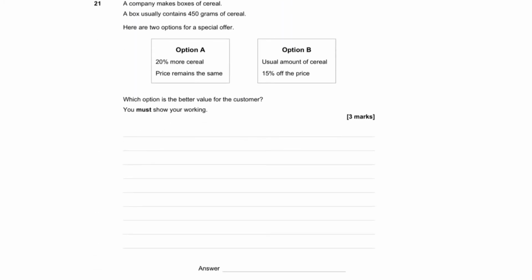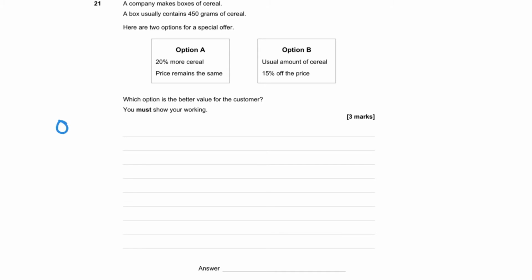So this next question is quite a wordy one and it needs a little bit of lateral thinking. So it says a company makes boxes of cereal. A box usually contains 450 grams of cereal. There are 2 options for a special offer. Option A, 20% more cereal, price remains the same. And option B, usual amount of cereal, 15% off the price. Which option is the better value for the customer? You must show your working.